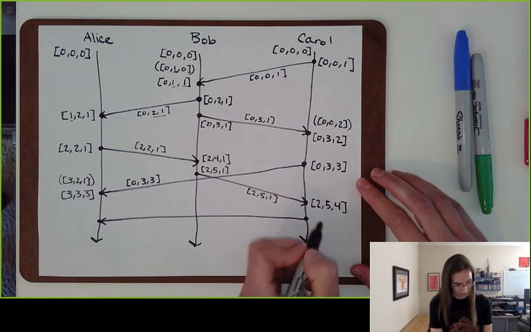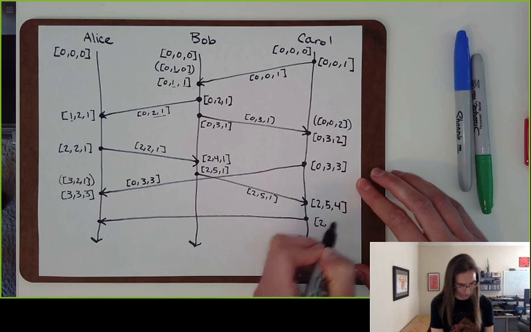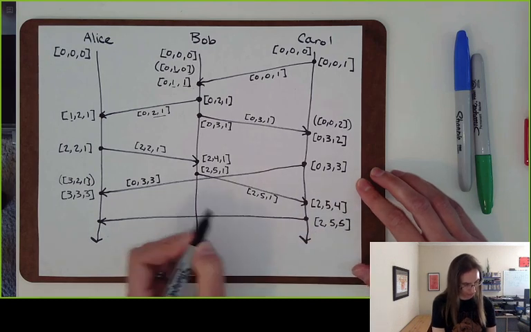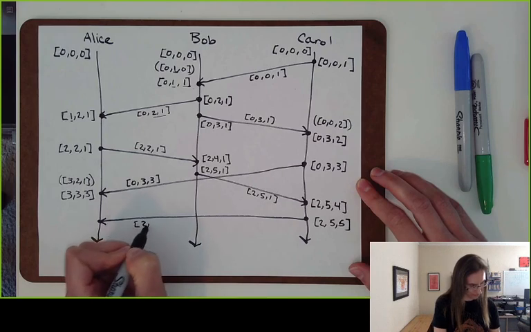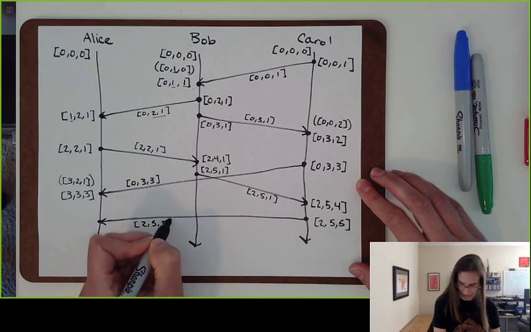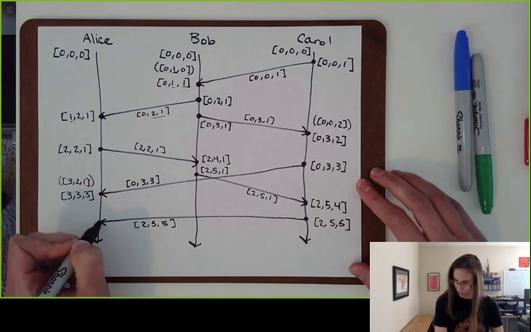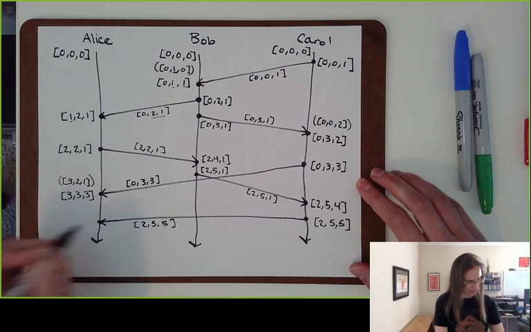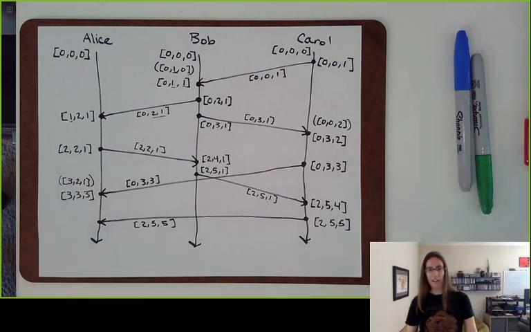There's one last event on Carol. This one gets 2, 5, 5. That gets sent here. And here's our very last event on Alice. So somebody tell me what the vector clock for Alice's last event is.